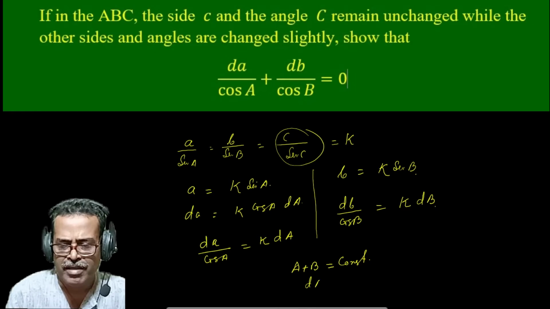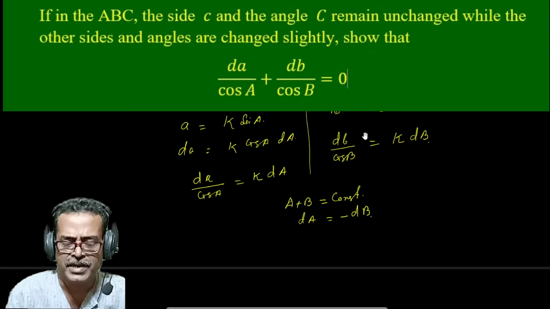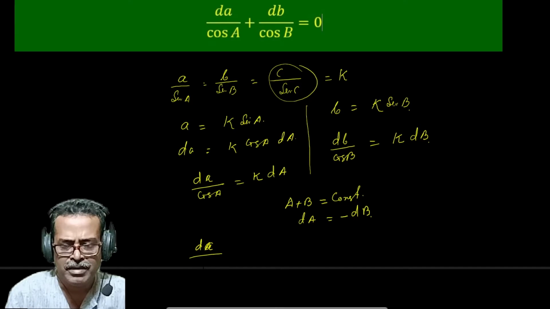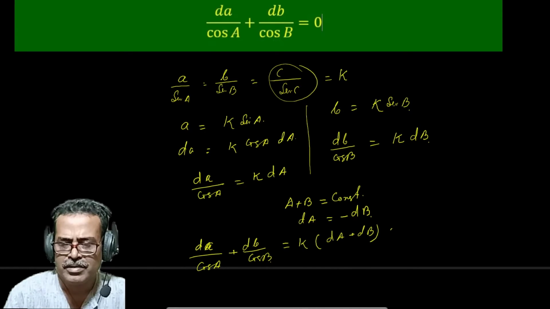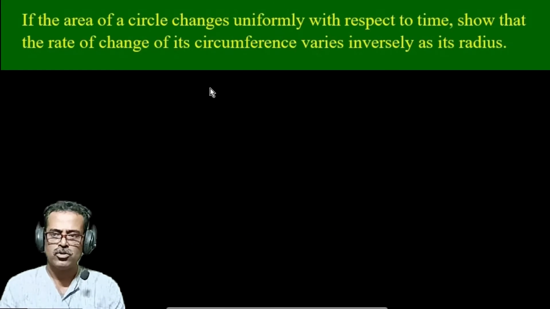So dA is equal to minus dB. Sum of three angles is equal to 180, constant, and C is constant. So A plus B is also constant. dA by cos A plus dB by cos B is equal to K into dA plus dB is equal to 0. So that the rate of change of its circumference varies inversely as its radius.